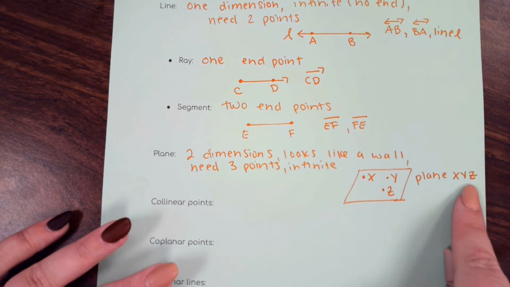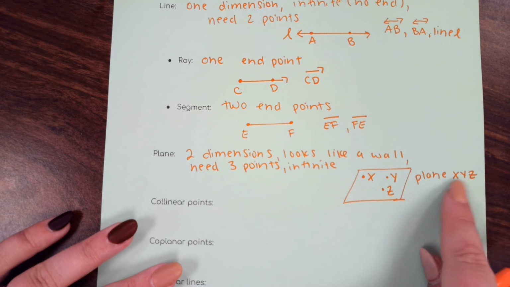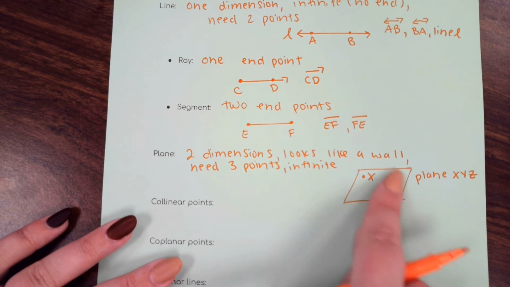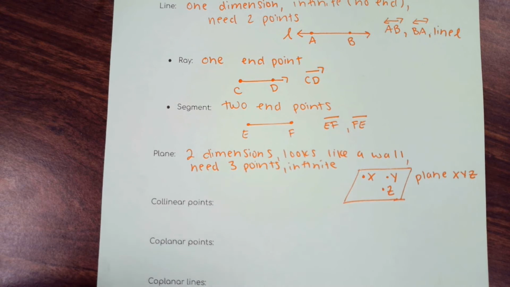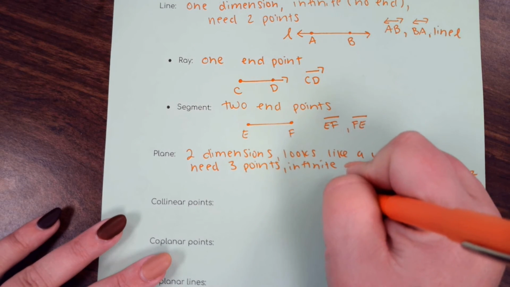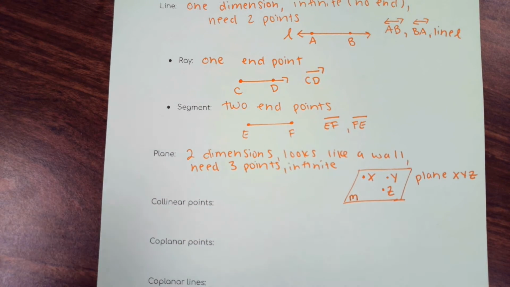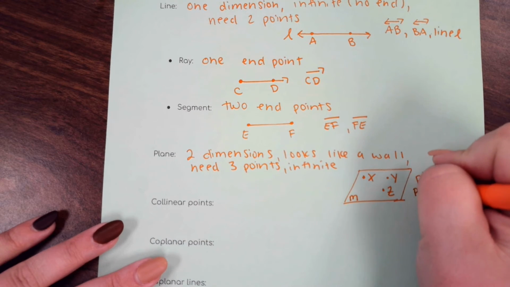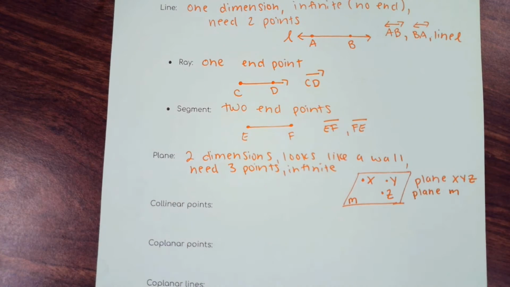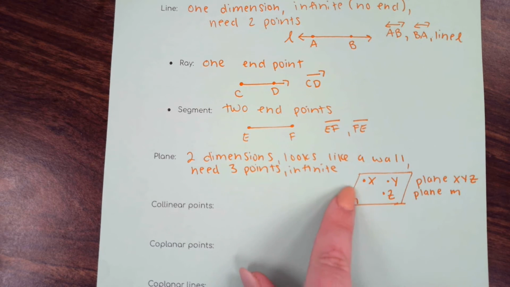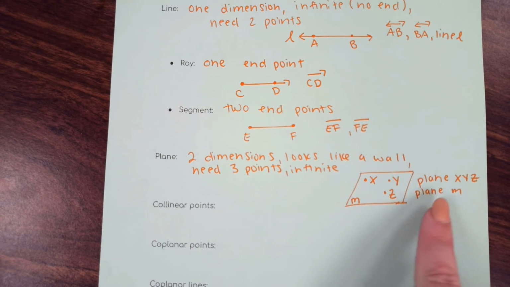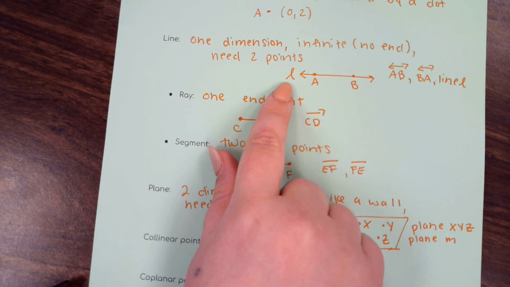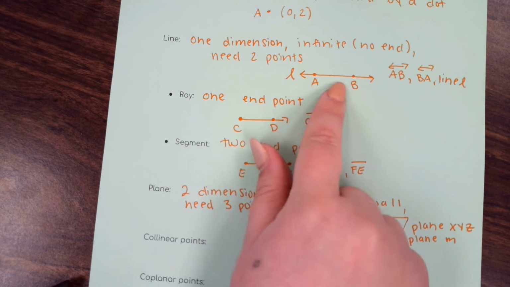The order does not matter, so we could say ZYX, XZY, as long as you are identifying 3 points in that plane. And you might also see planes with a little letter in the corner there. So we could also call this plane M. Now notice, M is not a point on the plane. It doesn't have a dot like the other letters. It's just in the corner kind of all alone. That's just a way to name the plane, kind of like the letter out here. This isn't a point, it's just a way to name that line.